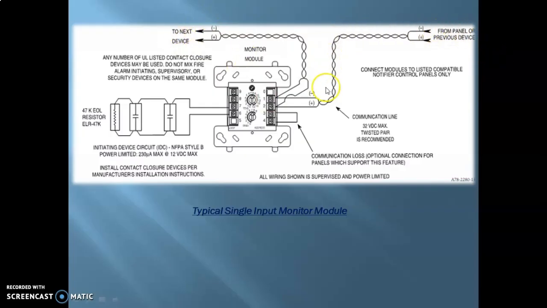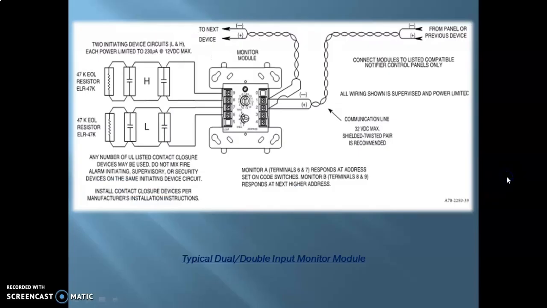The connection for this addressable device comes from the panel or the previous device and then goes on to the next device within the loop. Alright, so this is the example of the single monitor module. Next, we will be talking about the dual or double input monitor module.